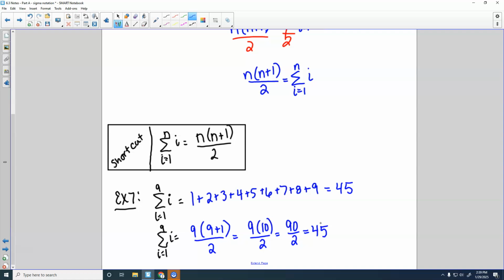Now, for that particular problem, I don't know that the shortcut is necessarily that much quicker, right? There's not a big difference in how difficult this is. But if this is not calculator active, the shortcut a lot of times is significantly quicker than adding all the numbers together if you have really large numbers for that. Okay, questions here?